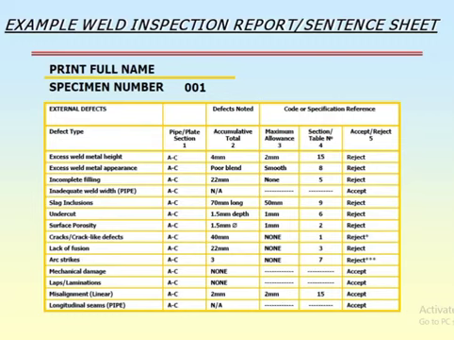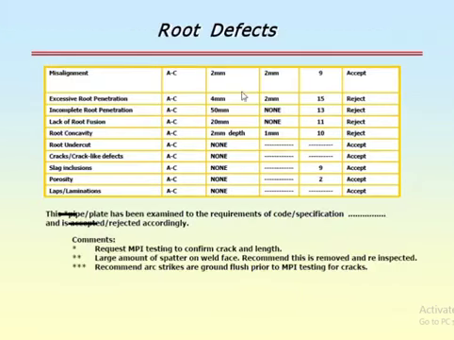So this is your specimen, this is the old phase. If you go to the root defects, you have to find out the root defect from the old root. Excess root penetration is 4 mm, so 2 mm is the maximum allowable allowance, so it will be reject. Incomplete root penetration A to C 50 mm, should be none, so it will be directly rejected. So this plate has been examined to the requirements of the code specification and is rejected accordingly. So this plate will be rejected.